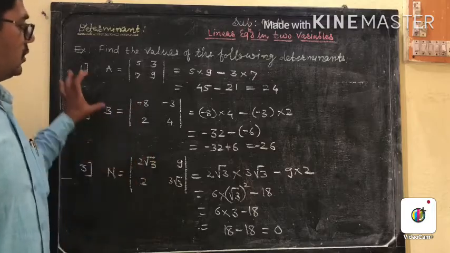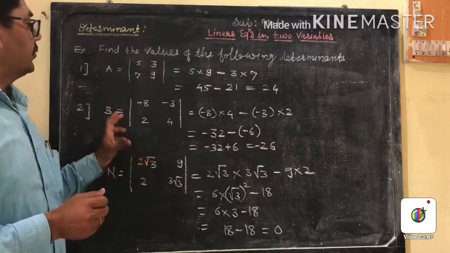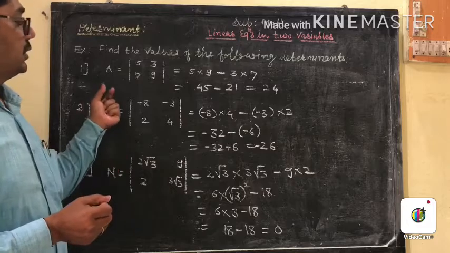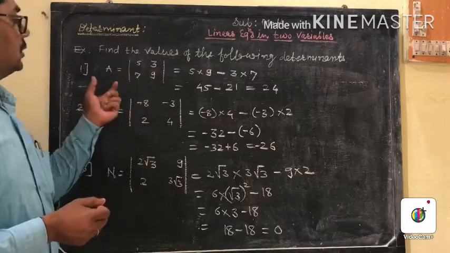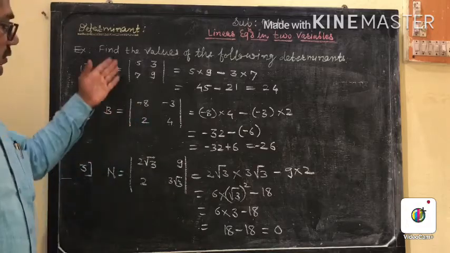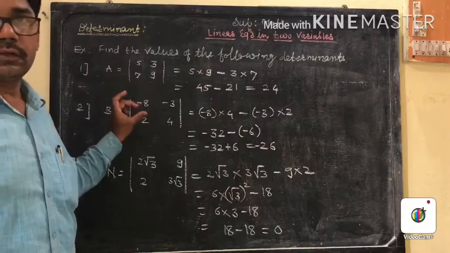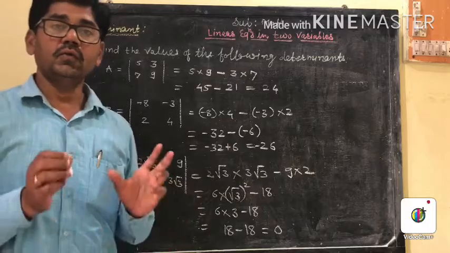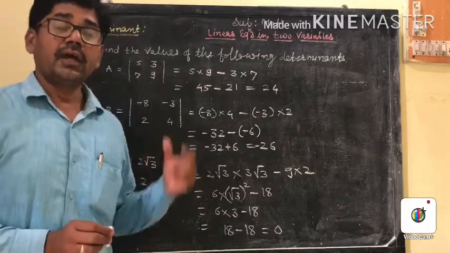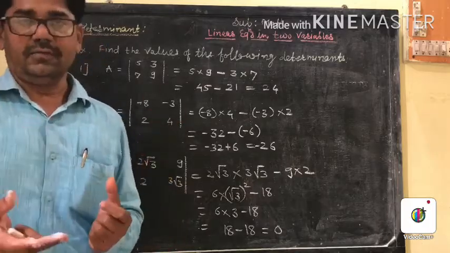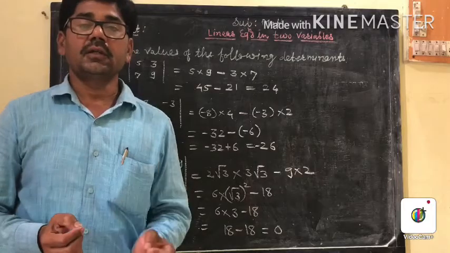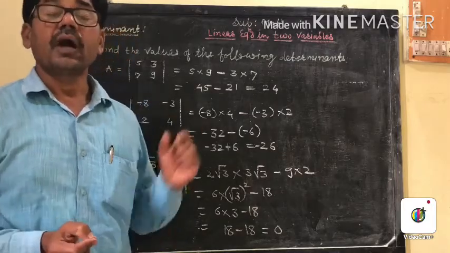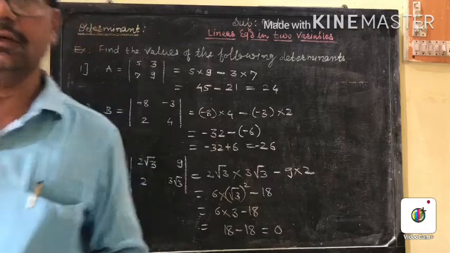You have to solve questions like this in the exam also. There are examples where you only have to find the values of the determinants. Now you know how to find the values of a determinant this way. What is the method for solving simultaneous linear equations in two variables by the determinant method? Let us see here.